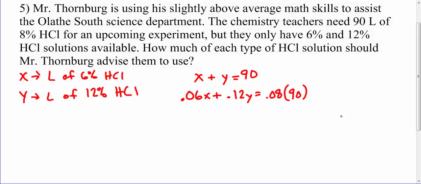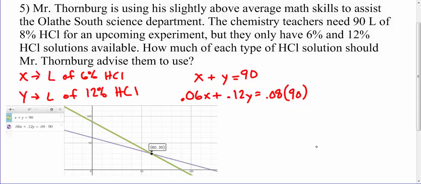Again, why don't you pause the video, choose the method you want to use. This one could be set up nicely for a substitution. Maybe you want to do an elimination, maybe you want to graph, but pick your method and go with it. So pause the video now.